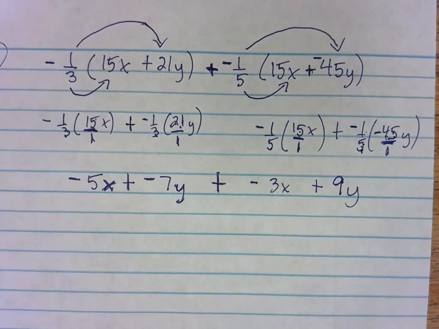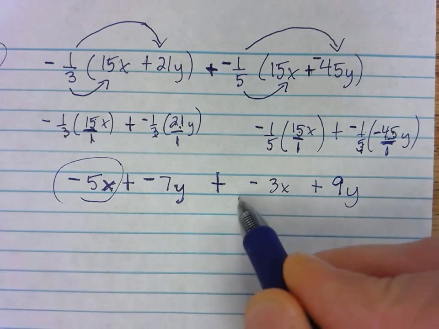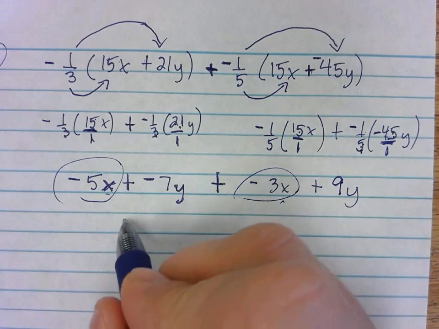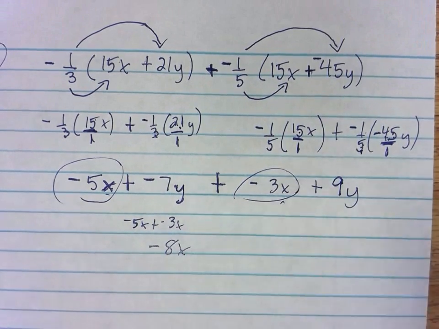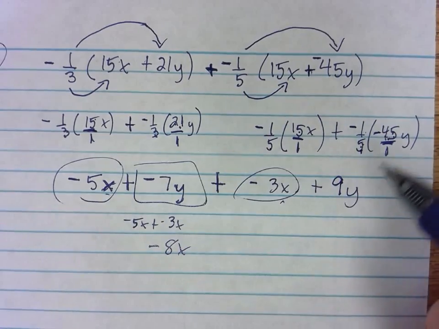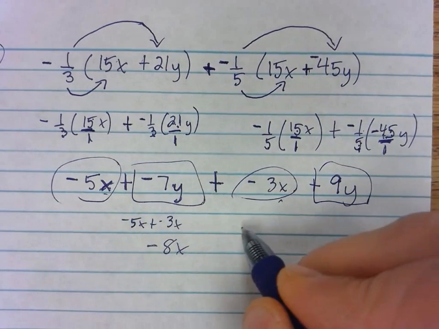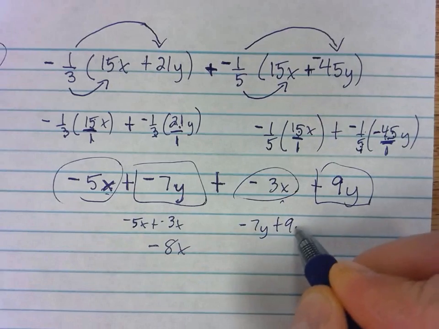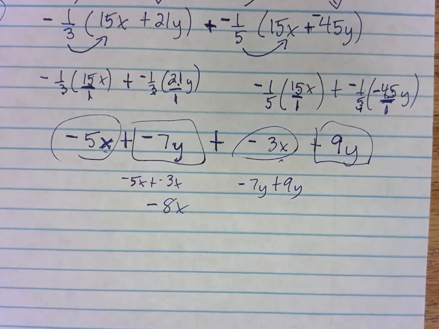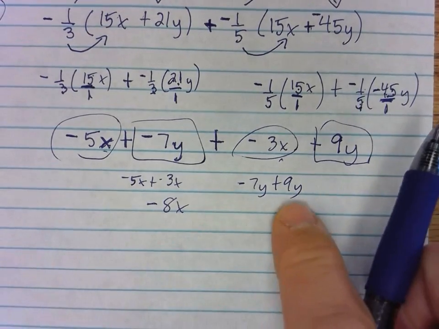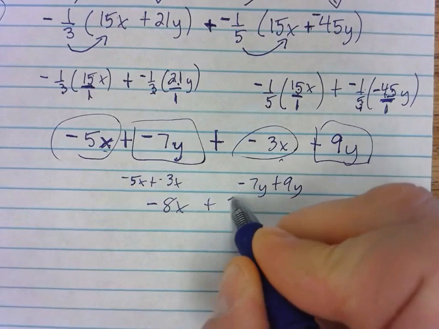Alright, almost home free. We've done all the distributive property stuff. We've multiplied all those fractions and divided everything out. And now we're ready to combine some like terms. And here we go. Negative 5x plus negative 3x is negative 8x. And then I'm going to put together my y's. I got negative 7y and positive 9y. And again, like we've talked about, this is really the only time you subtract, because they've got different signs. And so you're just doing 9y minus 7y, which gives you 2y.